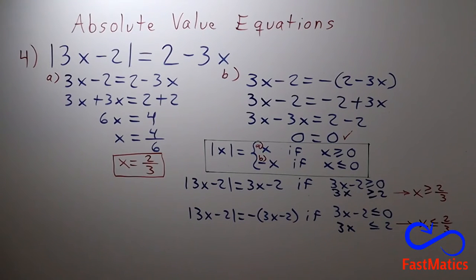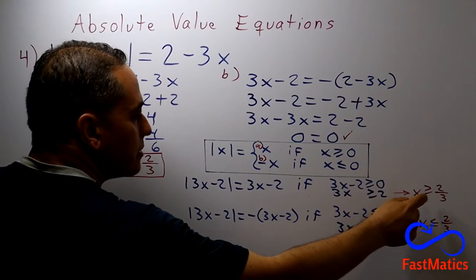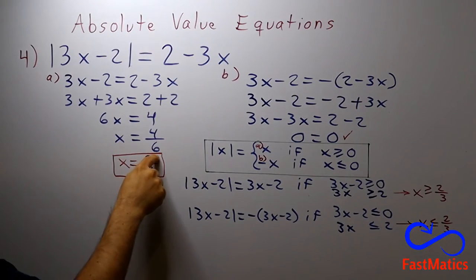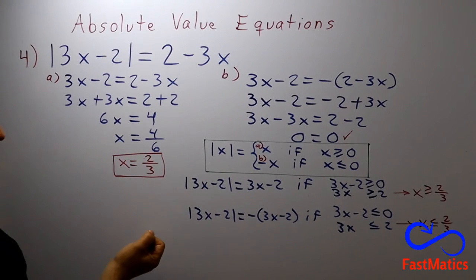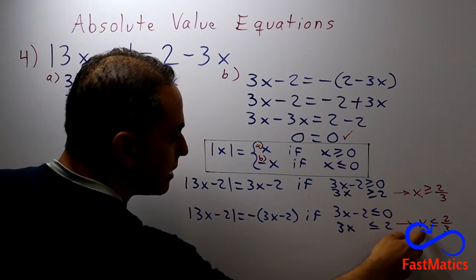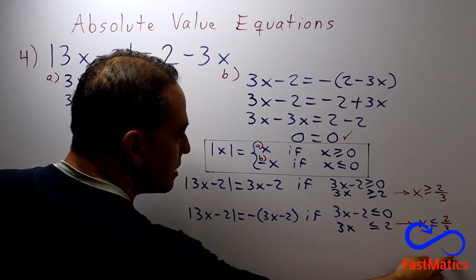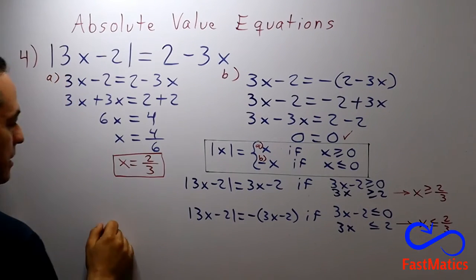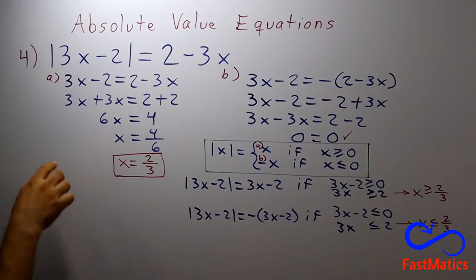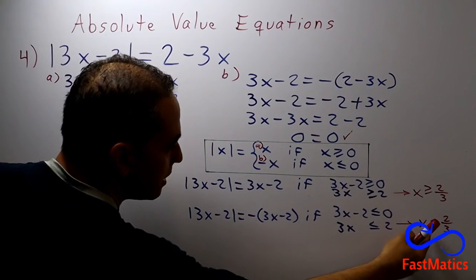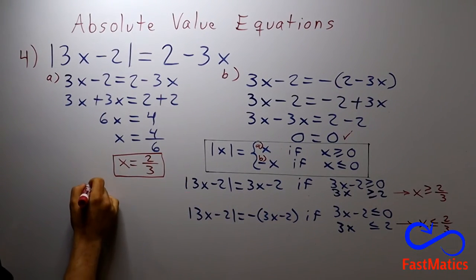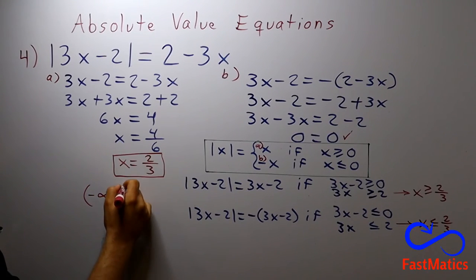What's that? Well, that for values greater than or equal to 2 over 3, the answer of this equation will be 2 over 3. But for values that are less than or equal to 2 over 3, the answer of this equation will be all the real numbers. Then we can write only one answer for all this exercise. We can say that all numbers will be applied when x is less than or equal to 2 over 3, that is from negative infinite to 2 over 3.